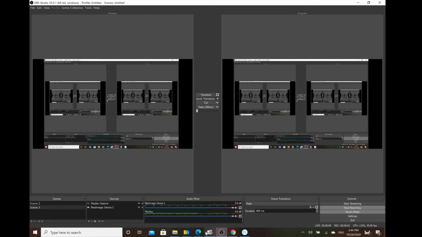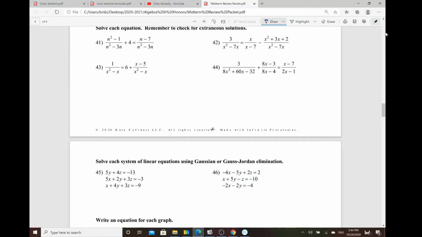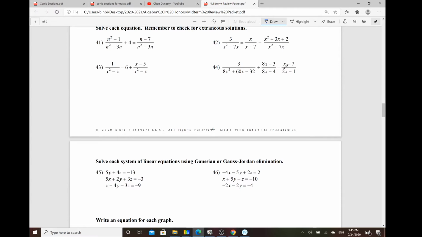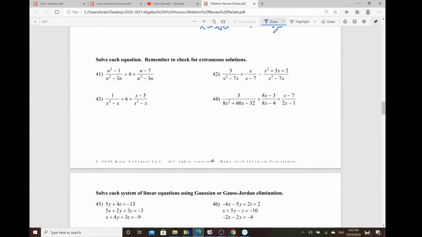Alright, so here's the second part of the midterm study packet. As you can see, 41 to 44 are problems where you have to solve for x, okay? Also check for extraneous solutions if you come up with more than one solution. The key for doing this is always finding the least common denominator.